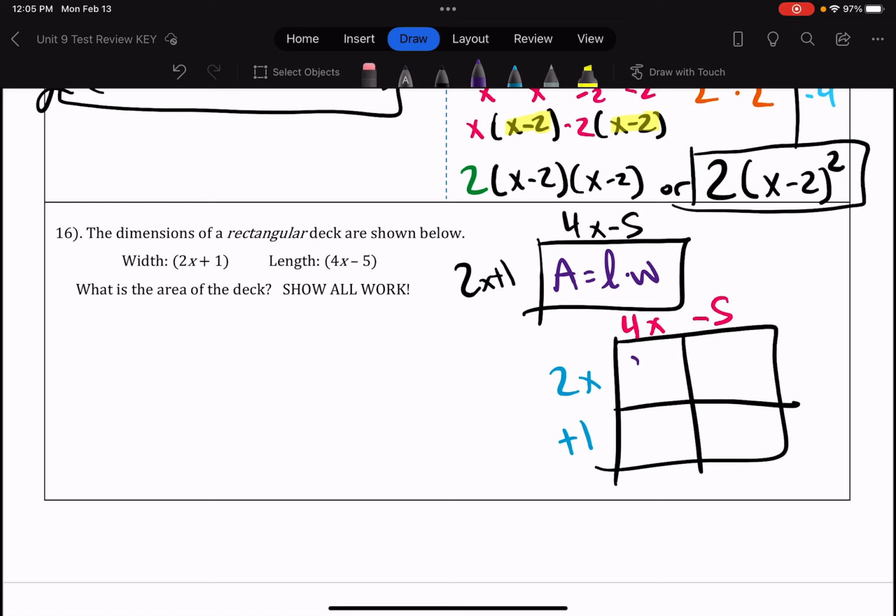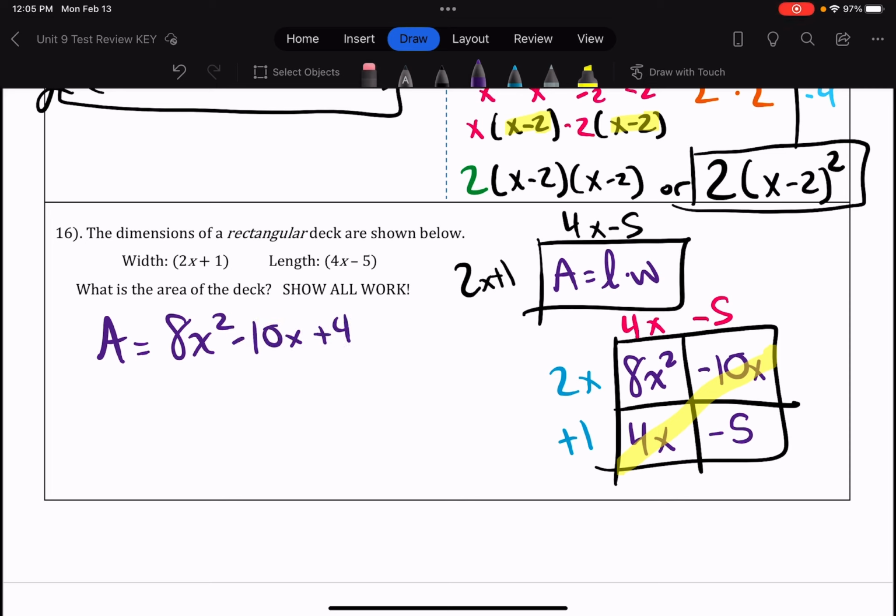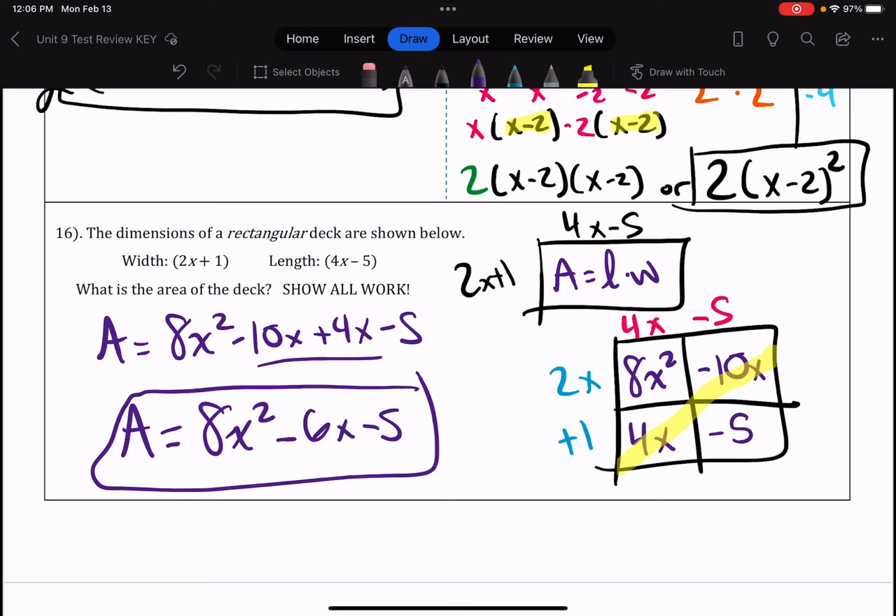4x times 2x is going to give me 8x squared. 2x times negative 5 is a negative 10x. 4x times 1 is 4x. And 1 times negative 5 is negative 5. Now, it wants us to show all the work. So from here, if you wanted to just combine terms diagonally, I'm fine with that. But if you wanted to write it out as area is equal to 8x squared minus 10x plus 4x minus 5, and then combine like terms to give us an area of 8x squared minus 6x minus 5, I'm fine with either way, as long as you show me that my area is now a trinomial expression.